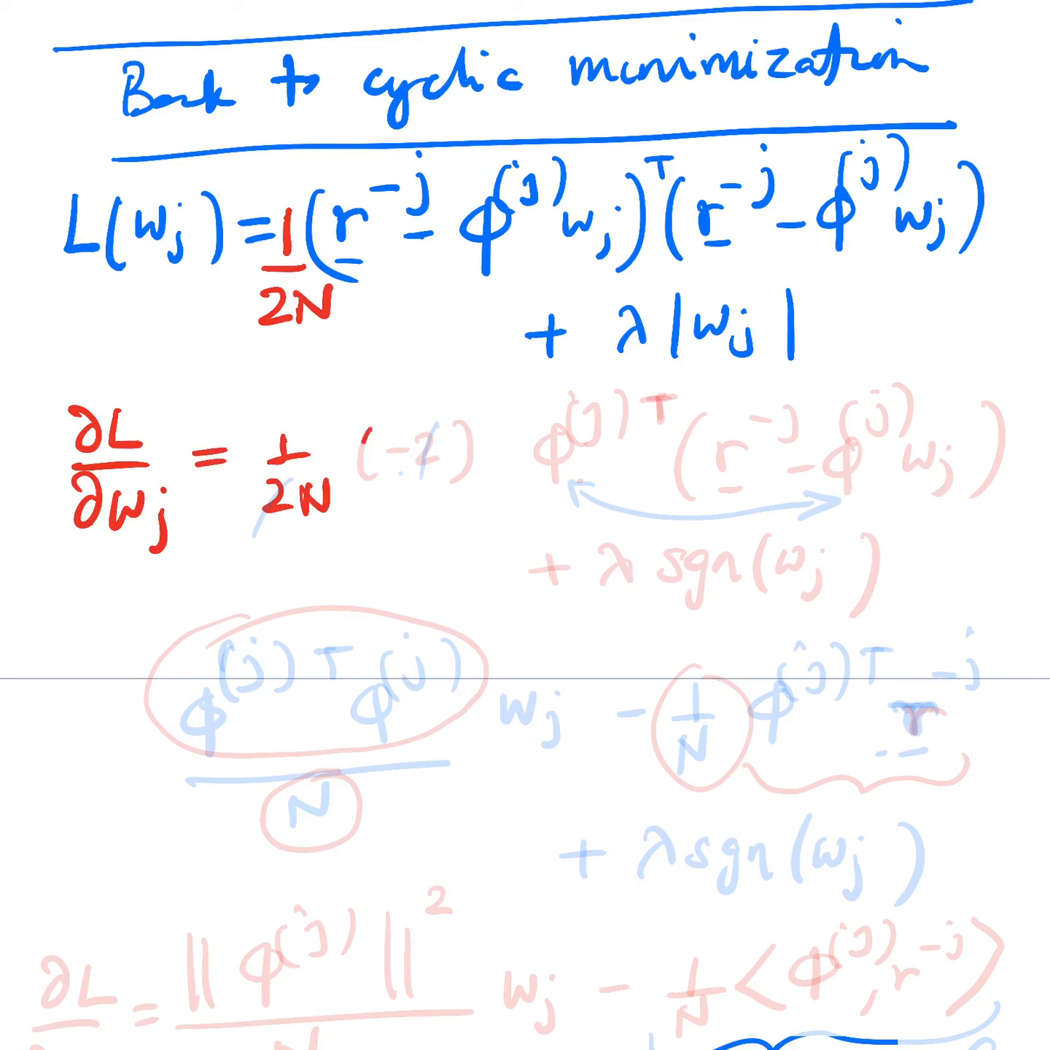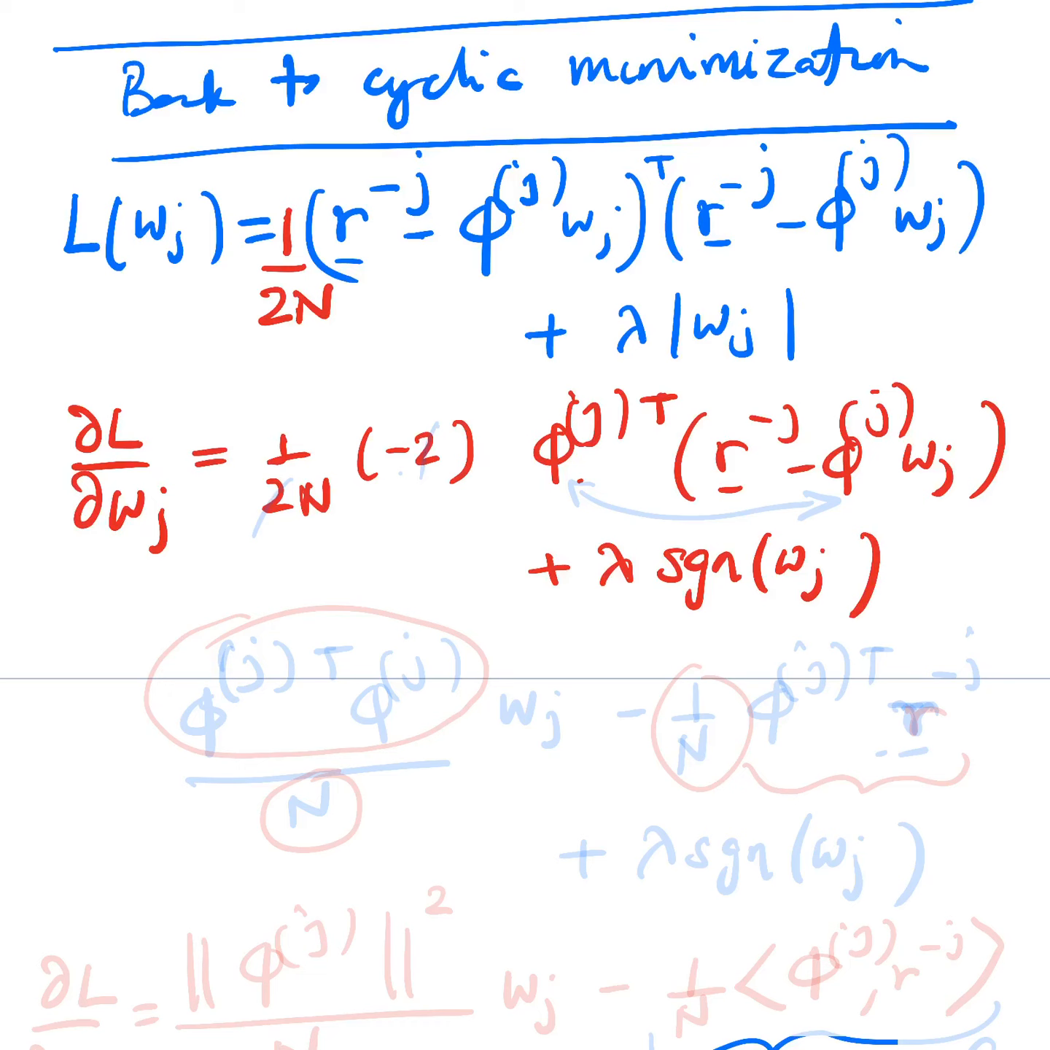Now I'm differentiating the quadratic with respect to w. I get something like this, minus 2. w happens twice. Phi j transpose r minus j minus phi j wj. This is just a scalar function of wj, so it's very simple. I'll urge you to just verify it yourself, and then lambda sign of wj. And let me try to simplify this.